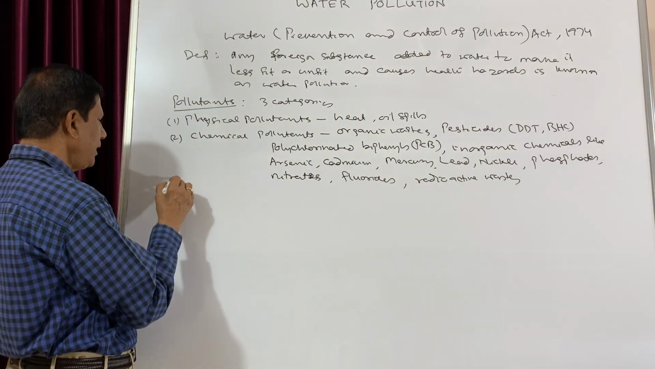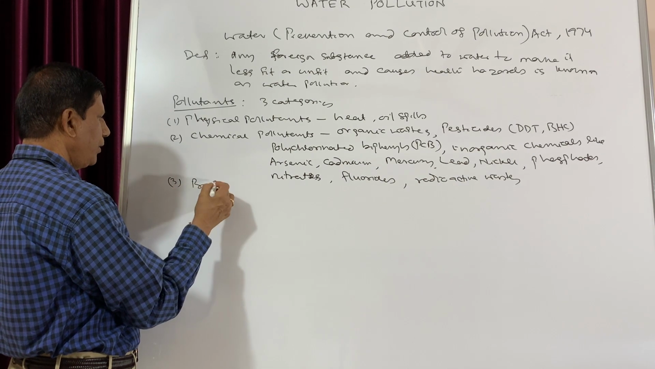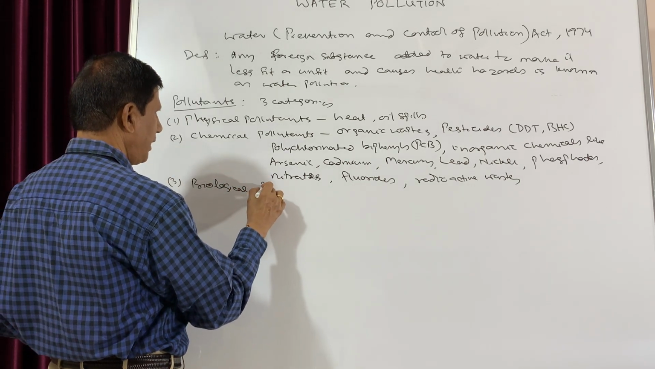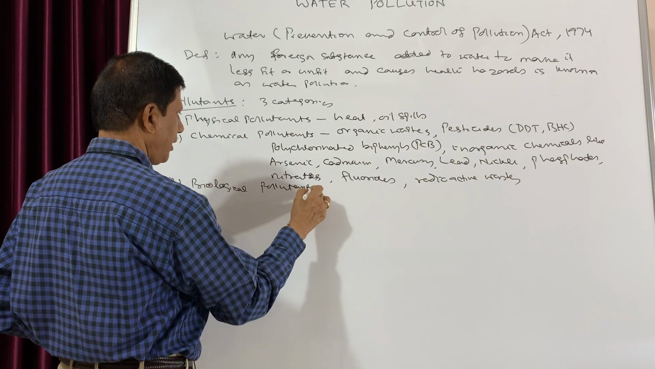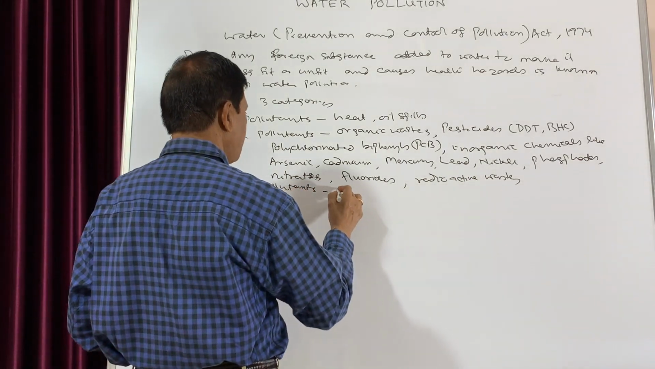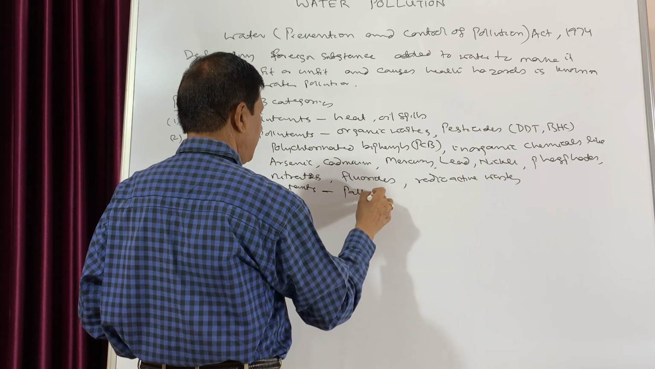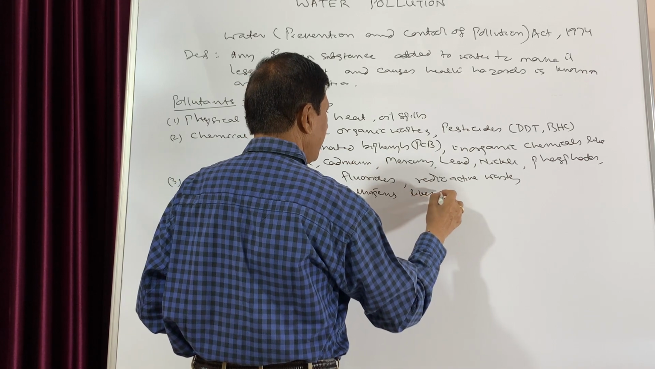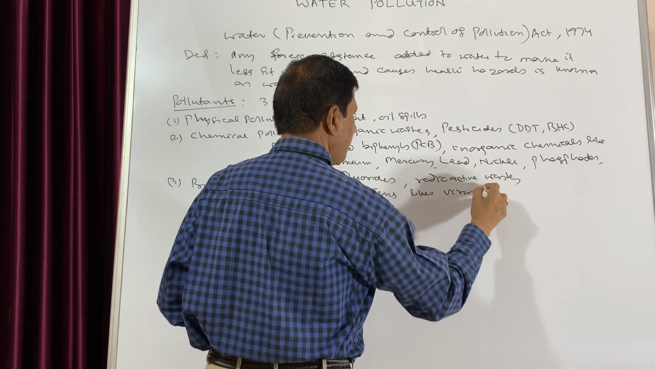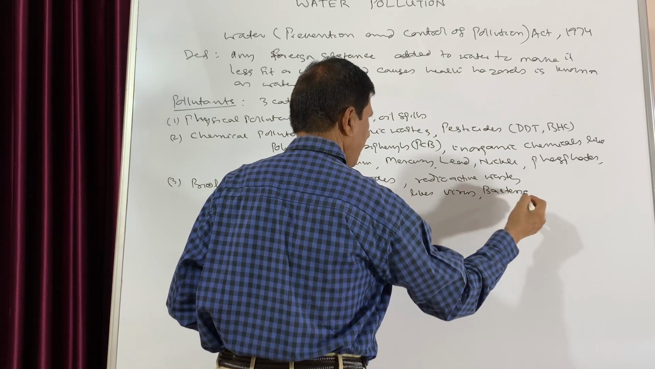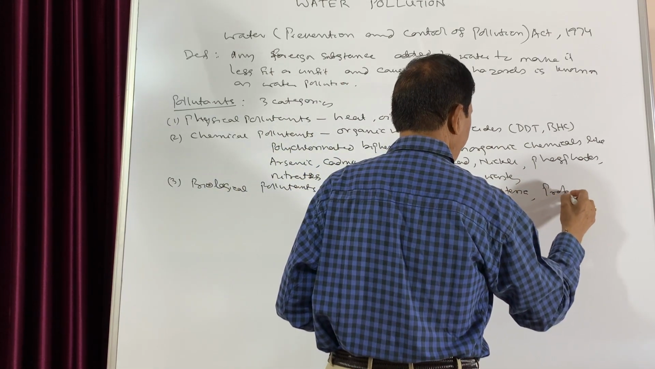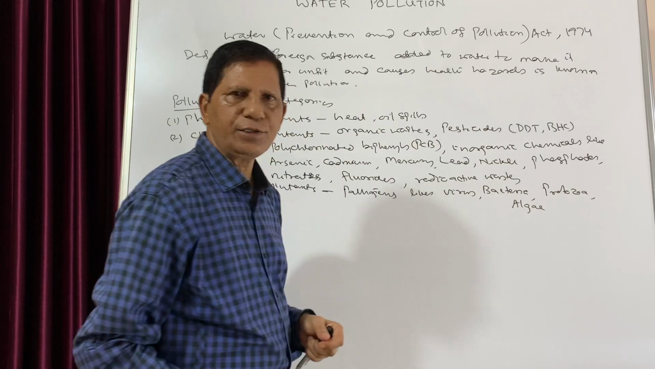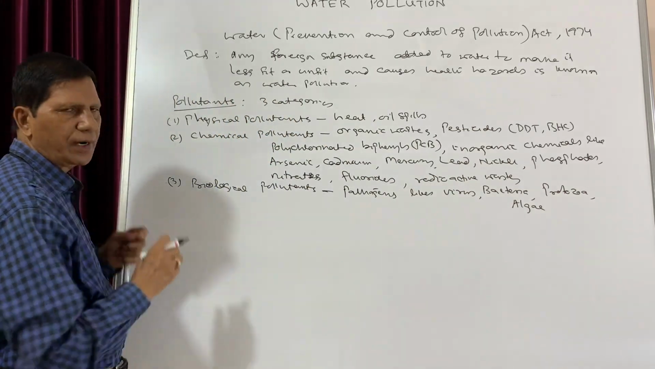And the third category is the biological pollutants, and these are mostly different pathogens. The pathogens may be viruses, bacteria, protozoa, or even algae. So these are the different types of pollutants.